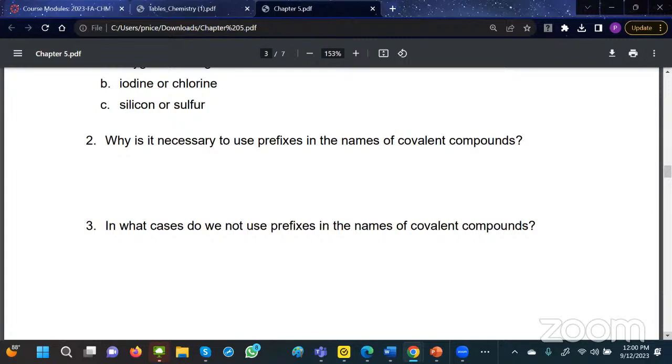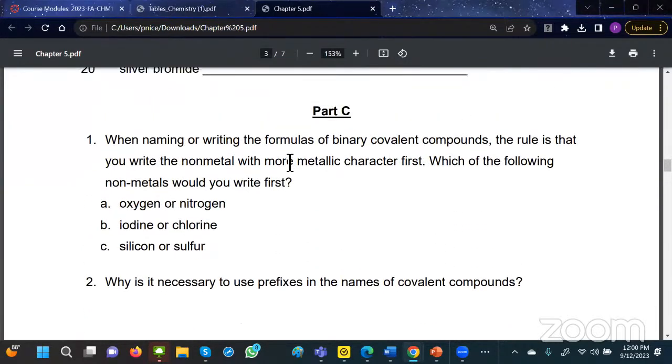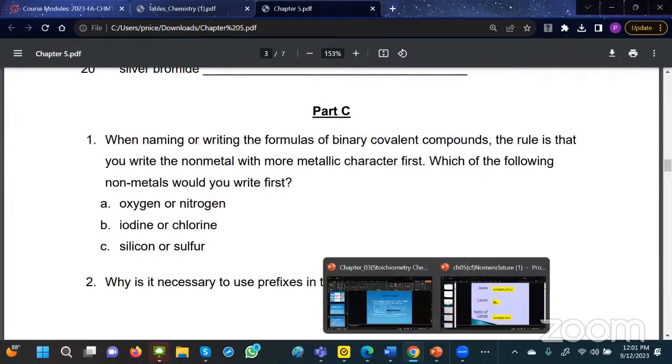Okay, so what I'm gonna do now, since we have 15 minutes left, I'm gonna ask you to hold off on completing part A for now, because I want to talk about another type of binary compounds and how we name those, and the rules are a bit different when it comes to naming these compounds. So we're talking about binary covalent compounds, which are different from binary ionic compounds.